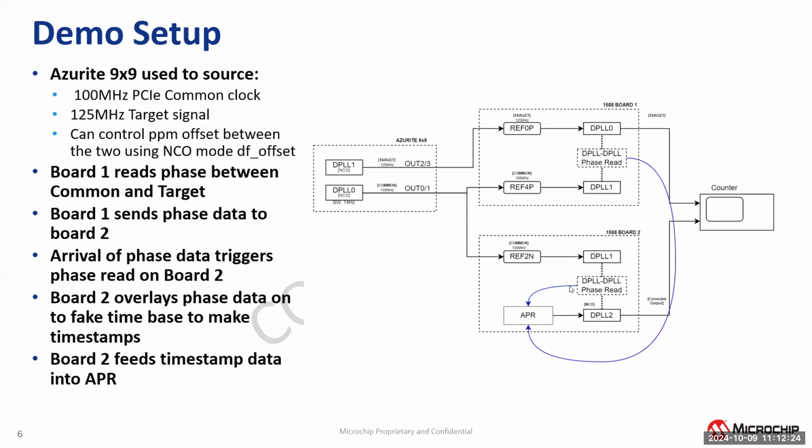So using this scheme, we were able to get a frequency lock between these two boards, and it would be pretty trivial to add additional boards to this, because all it requires is the single phase number transmitted from the leaderboard.